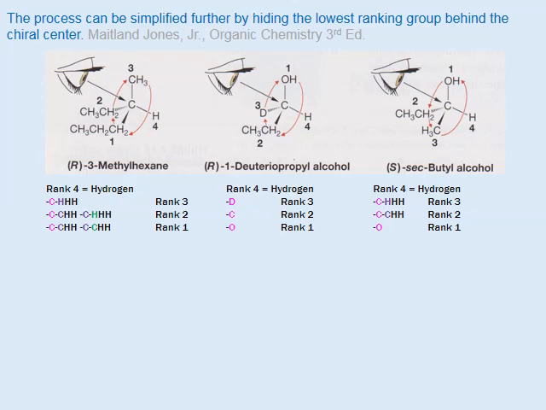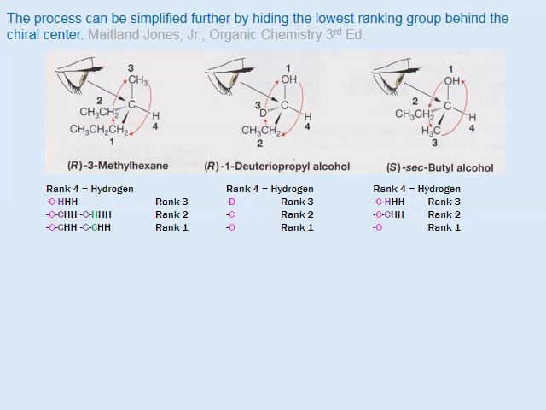For our 1,2-dideuteriopropyl alcohol, we place rank 4 hydrogen behind the chiral center. Deuterium gets rank 3, 1 rank above hydrogen, because deuterium is the heavier of the 2 isotopes. Then we move on to rank the other 2 groups by comparing carbon and oxygen. The smaller atomic number of these 2 is carbon, with atomic number 6. The ethyl group gets rank 2, with atomic number 8 for oxygen. The hydroxy group gets rank 1.